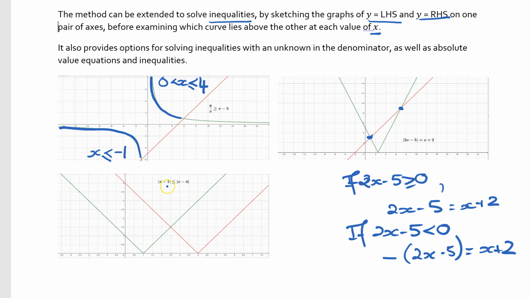So mod of x minus 1 is our green curve here. Mod of x minus 4 is our red curve. Where is the green curve underneath the red curve? Well, it's underneath the red curve, or lower than the red curve, for all of that part. And therefore our solution is, once we find that point of intersection just there, which by the look of it is 2.5, then the green curve is under the red curve for all the values of x which are less than 2.5. Okay, which is a lot easier than doing it algebraically, where we will have to consider cases.